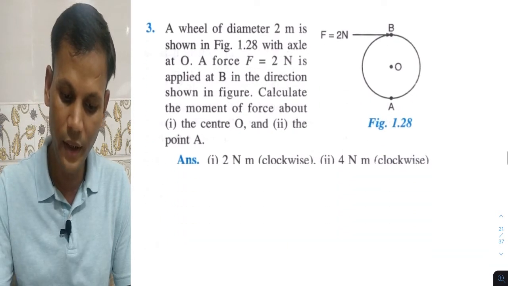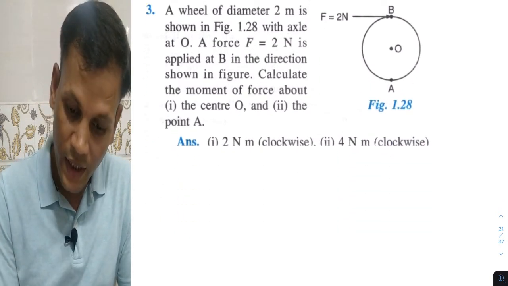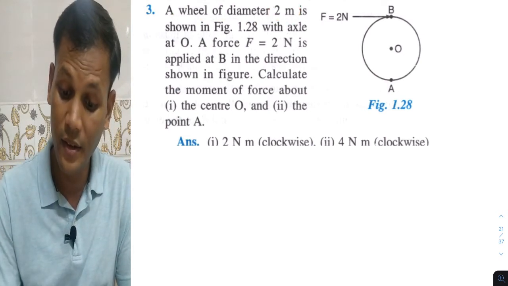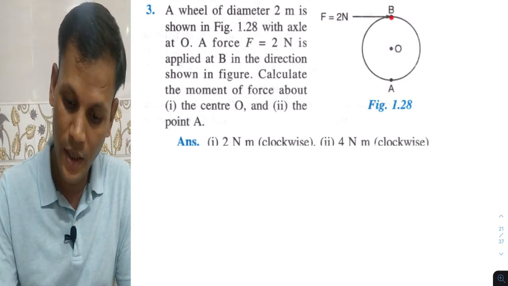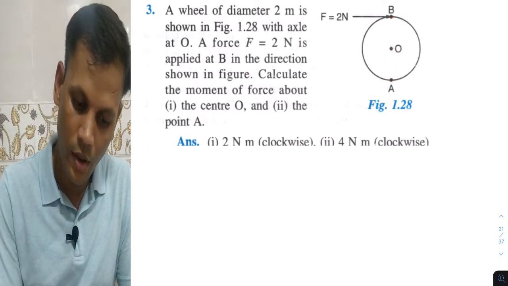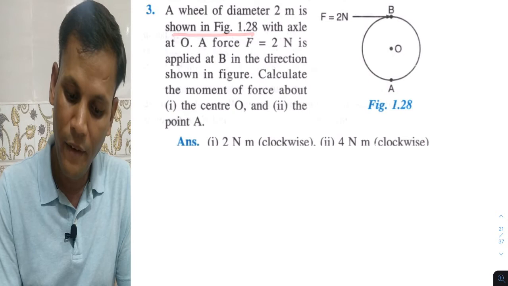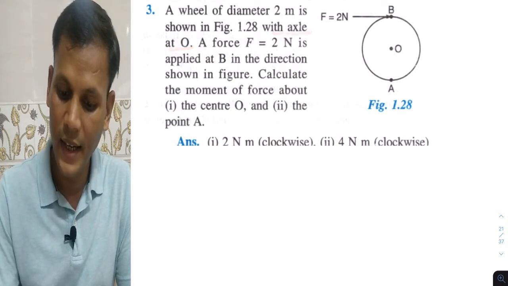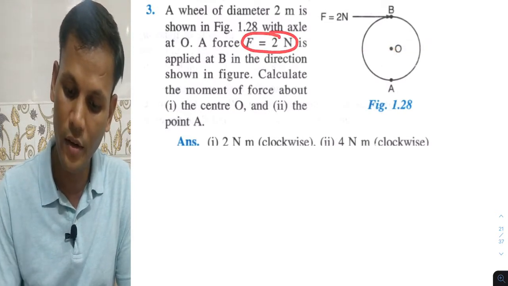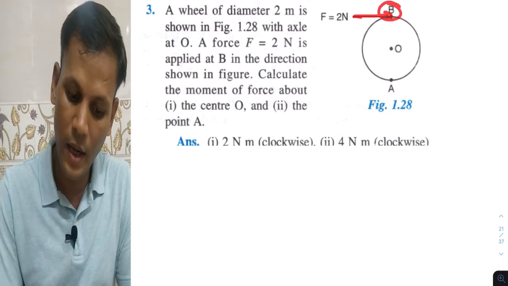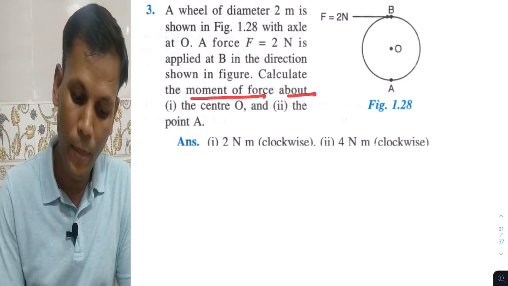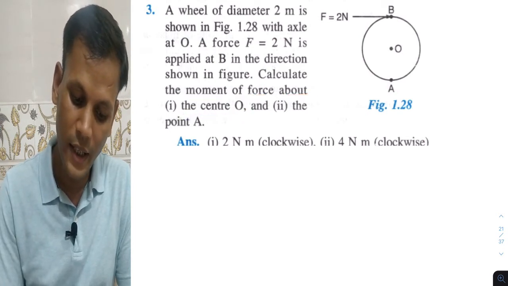Now the next question is question number 3. We can read the question first. A wheel of diameter 2 meter, as shown in the diagram, with axle at O. Diameter means AB, the whole length is 2 meter. Axle is at O. A force of 2 Newton is applied at point B in the direction shown. Calculate the moment of force about the center O and the point A.